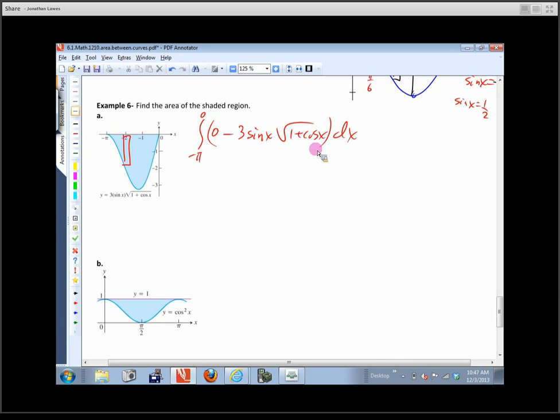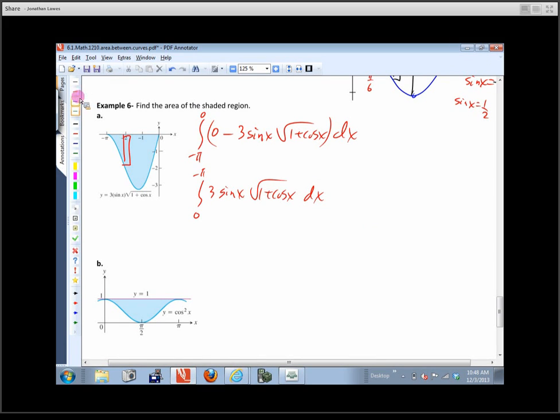Or, what would maybe be a better way to set that up? Yeah. What if we went from 0 to negative pi? What if we integrated in a negative direction and then put a negative in front of it? Wouldn't that do it right here? Well, if we put a negative in front of that, don't we get the same thing here? So we could integrate from 0 to negative pi, and then put a negative in front of that, 3 sine x square root 1 plus cosine x. Looks a little bit better.